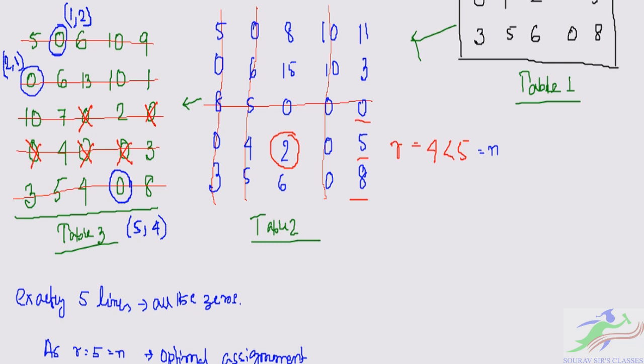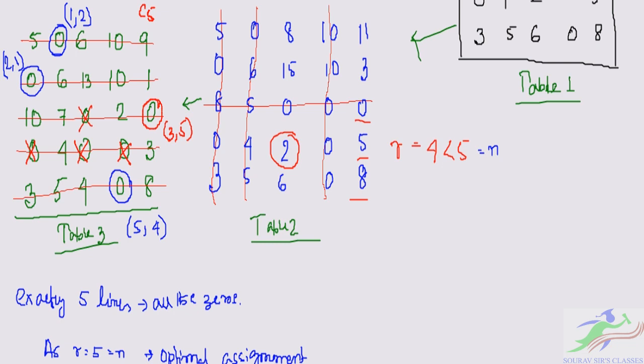Now the fifth column contains only 1 zero, in position 3 comma 5, right? So this is C5, the fifth column, which contains only 1 zero in this position. So encircle it and cross all the zeros in its row. There are no other zeros, so this is already completed, right?